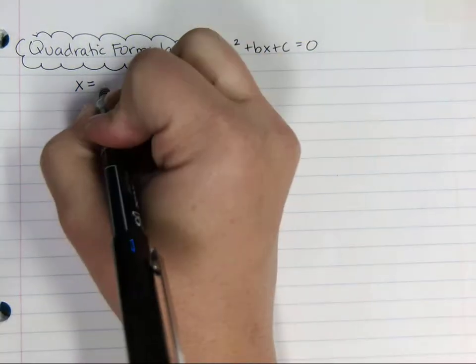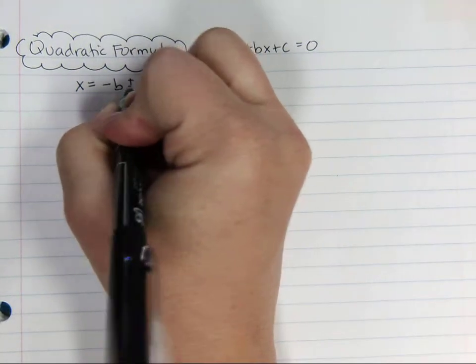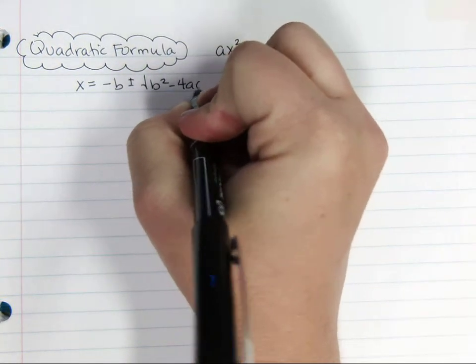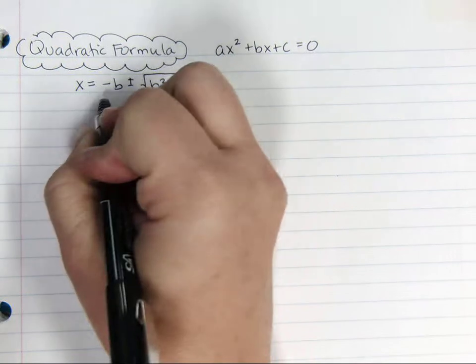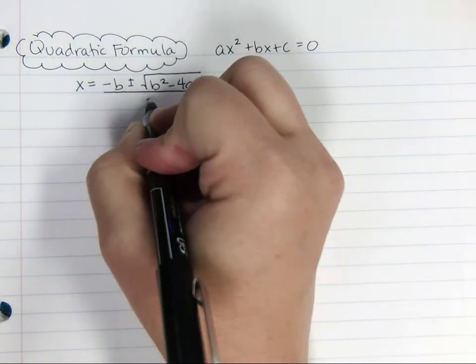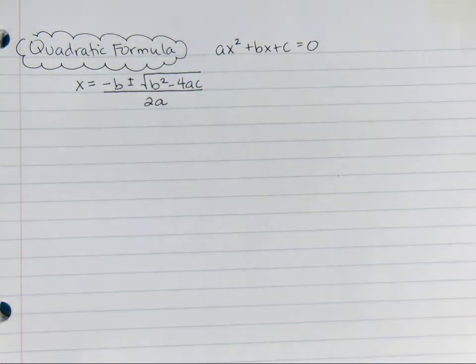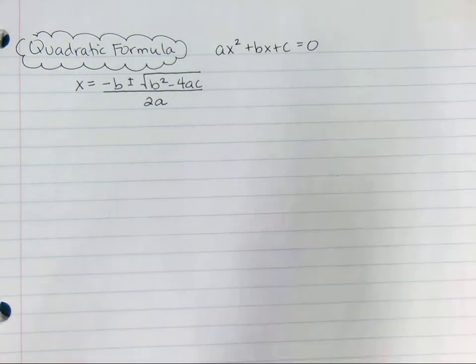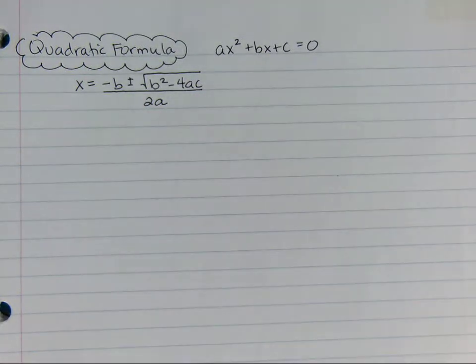But it's always the opposite of b plus or minus the square root of b squared minus 4ac, and it's that entire thing divided by 2 times a. You've probably seen it before. And you have to remember that a, b, and c are coefficients. If you're in descending order, it's a lot easier because of the order of the alphabet, A, B, C.